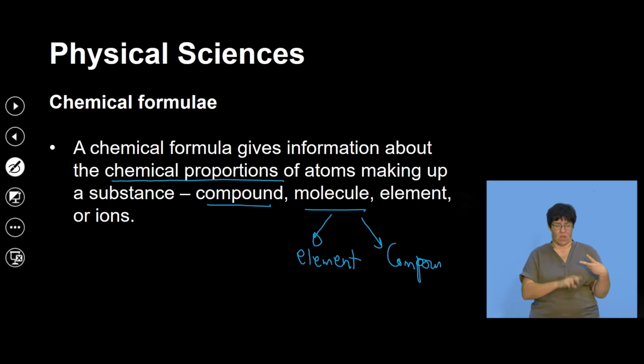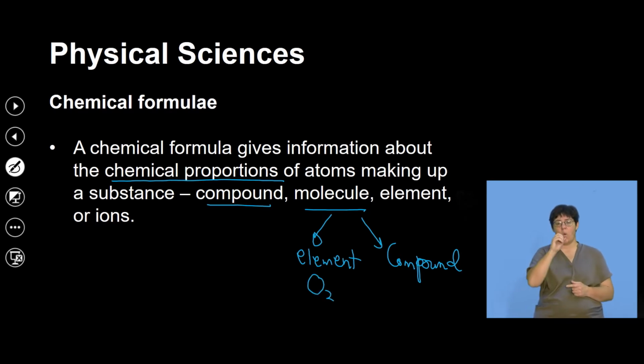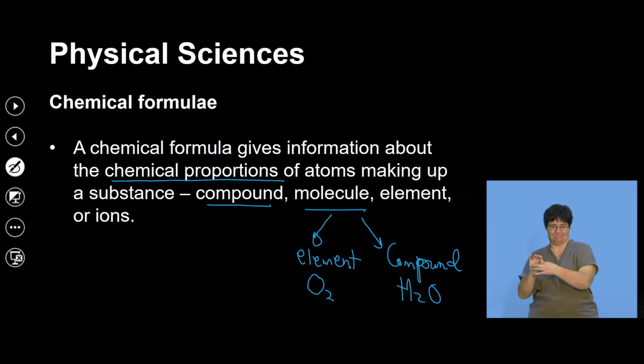You immediately recall that when we talk about molecules, these are covalent substances. We can talk of diatomic molecules like oxygen. We can also talk about compounds which consist of different elements that are chemically bonded together. Or it could be ions. We can talk about a formula of an ion like Na+. We can talk about Br-. These are ions. So chemical formulae can be used to represent any substance.